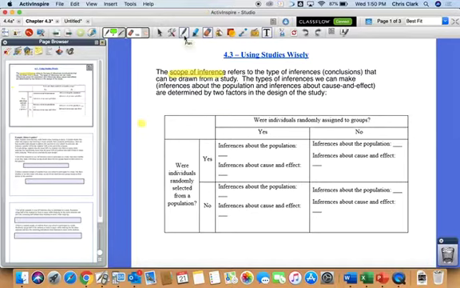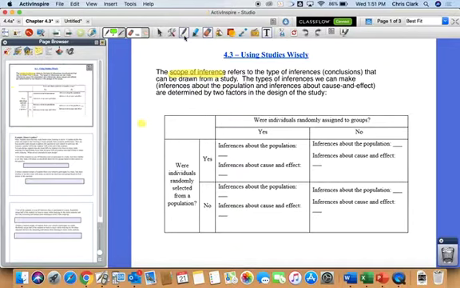Well, let's backtrack. We talked about inference. Inference is drawing a conclusion about a population based off of some estimate. Right? So that's an inference. What we're looking at today is what we can make an inference about based on how the study was designed, either an observational study or an experiment. What kind of conclusion, what kind of inference can we make?